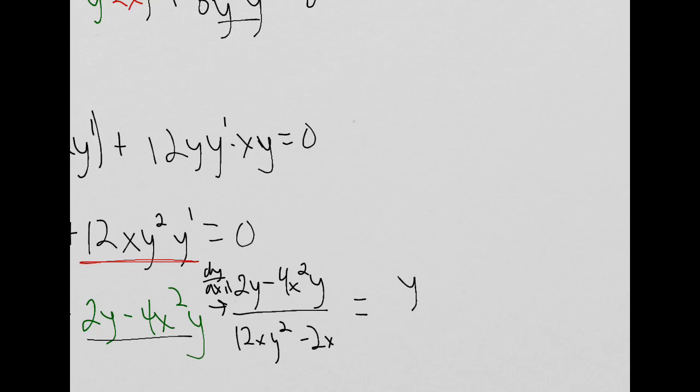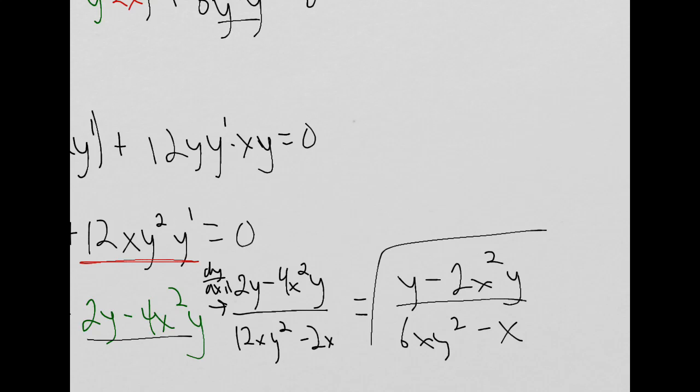y minus 2x squared y all over 6xy squared minus x. And this is my final answer for dy dx. And if it was on a multiple choice question, then this is probably how it would show up.